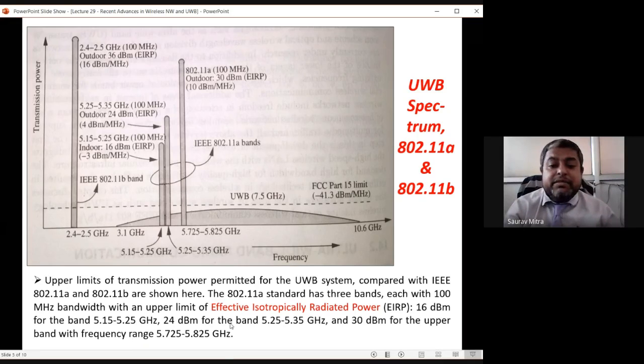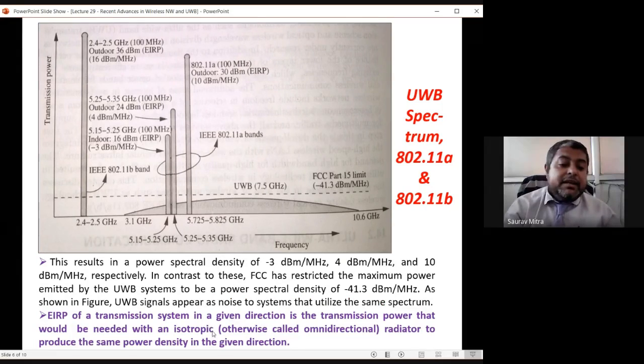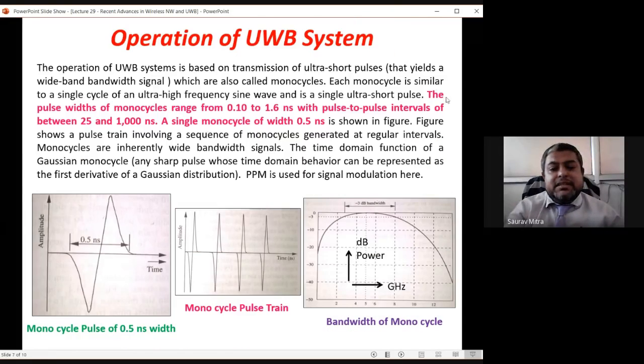What is EIRP? You can find it in the next slide. This purple text below is the definition of EIRP. So just find out how much is the power spectral density and how much is the EIRP for every channel in case of narrowband wireless transmissions.